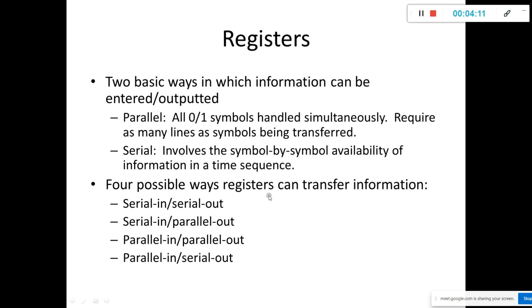Next, four possible ways a register can be used: serial in, serial out; serial in, parallel out; parallel in, parallel out; and parallel in, serial out. You can enter the data serially and take the output serially, or enter the data serially and take it out parallelly, or enter the data parallelly and take the output parallelly. Parallel in, serial out means enter the data parallelly and take the data out serially, one by one.